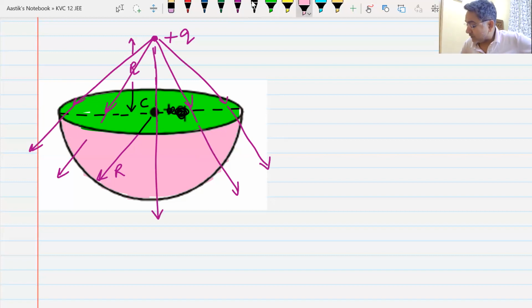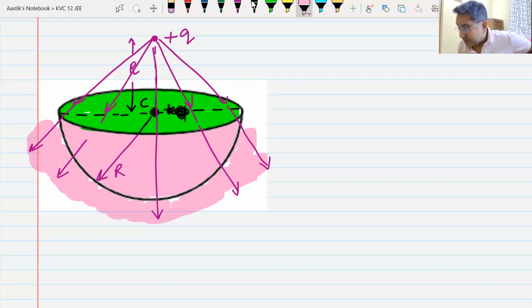You have to find the number of these lines, which is the flux. Now it becomes a very difficult question to find the flux through this curved part, because it is curved. But it is very simple for us to find how many electric field lines are entering it, because they enter through the circular part. So I just have to find the flux through the green part. Whatever is the flux through the green part, the opposite of that will be the flux through the pink part.